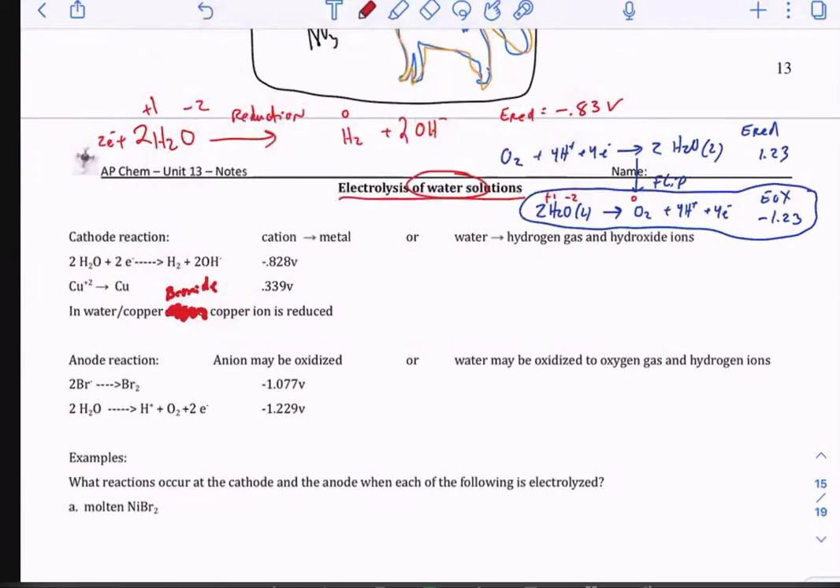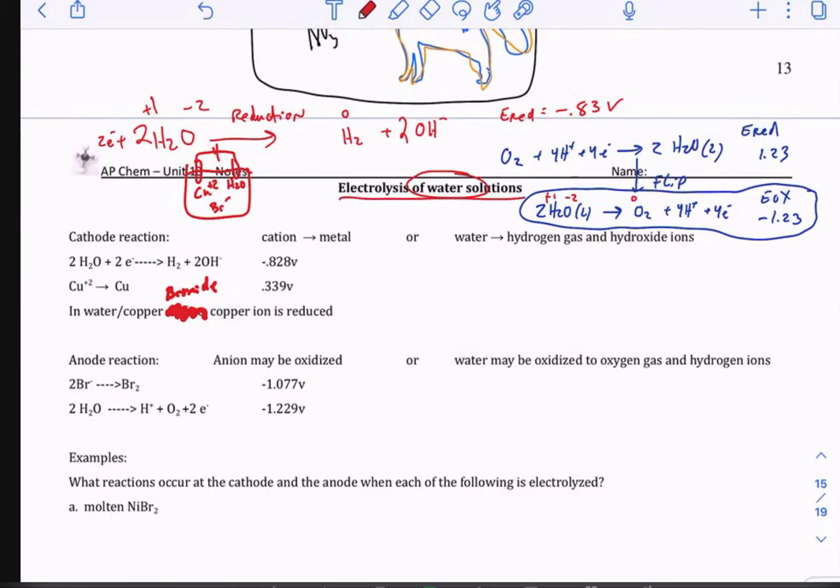There we go. In a water copper bromide solution, copper is reduced. So let's evaluate how we make this decision. So here's the setup. Copper bromide, water, 2 electrodes, power source. The double line indicates power. Do you guys remember that from, did you guys do E&M last year? No? Okay.